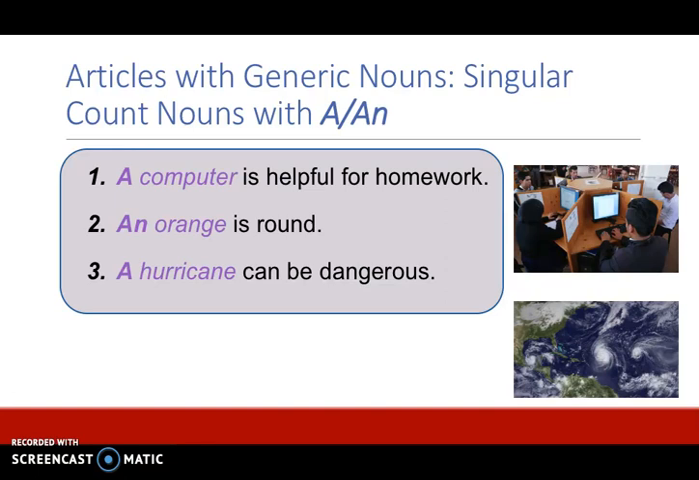A hurricane can be dangerous. This example is also not talking about only one specific hurricane. It's talking about hurricanes in general. So this is the generic use of singular count nouns with a or un.